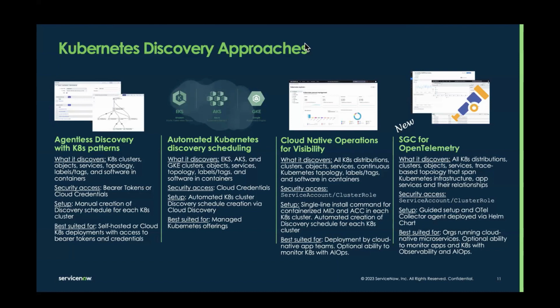The CNO methodology is basically similar to ours. It requires you to run a set of containers in your environment. From a CNO perspective, it's really just the MID Server and ACC that are containerized and running in your environment, and the SGC for OTel is running the OpenTelemetry collector. There are several methods that are more useful in different situations. If all you're using is EKS, AKS, and GKE, the automated Kubernetes discovery scheduling is great for you to use.